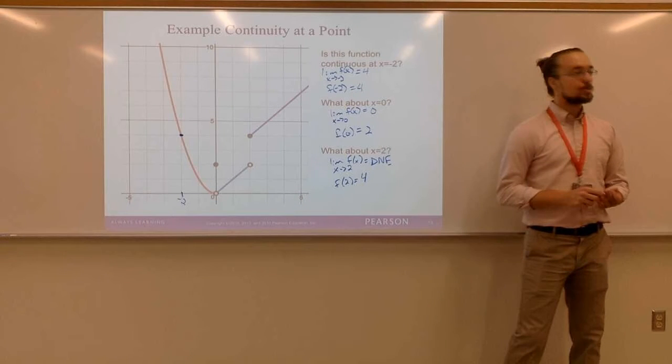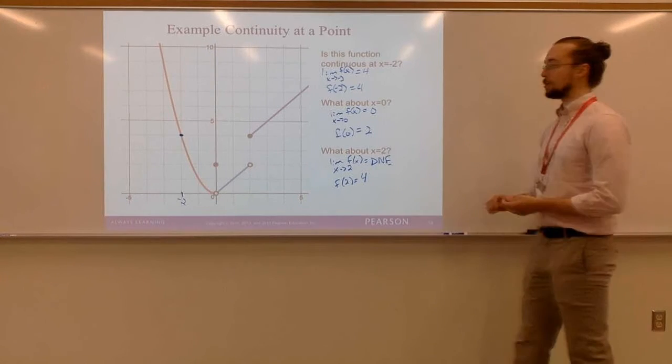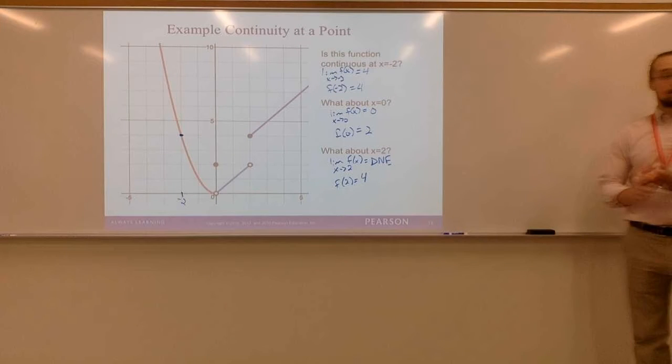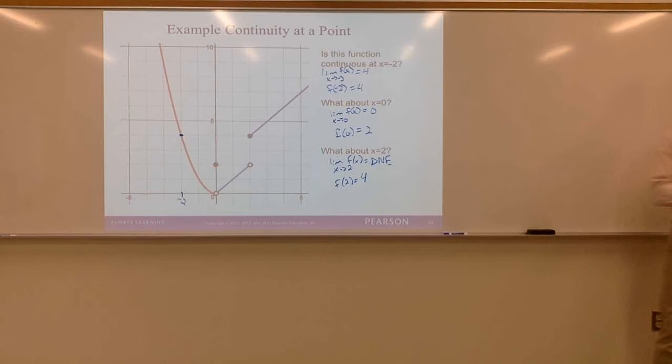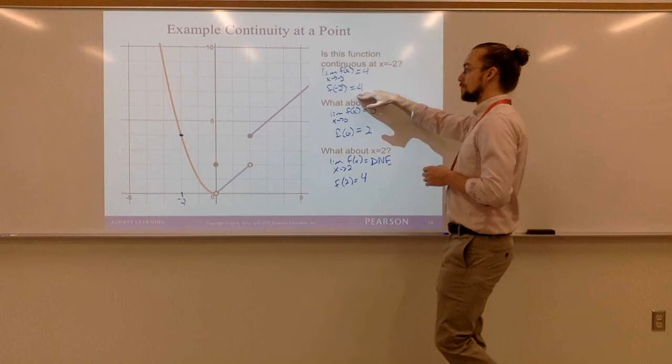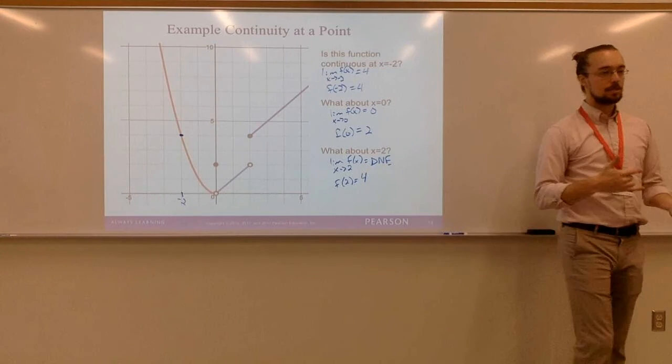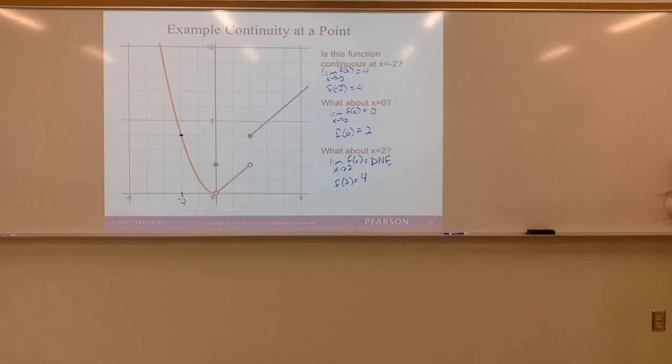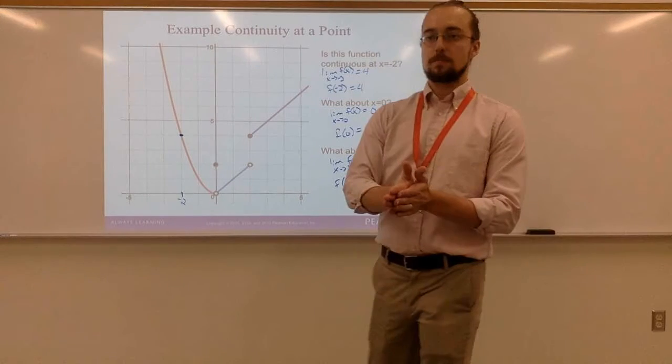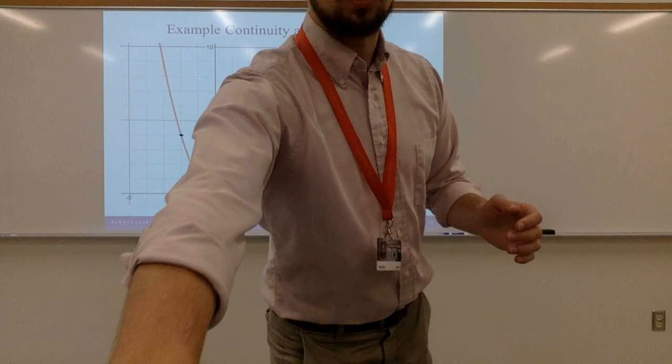Okay? So that's how we're going to define continuity. First, does the two-sided limit exist? If it does, what's it equal to? And what is the function actually equal to at that point? If those two values are the same, the function is continuous. All right. Questions? All right.